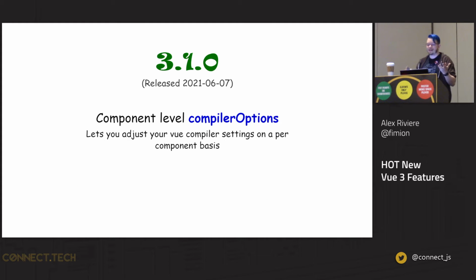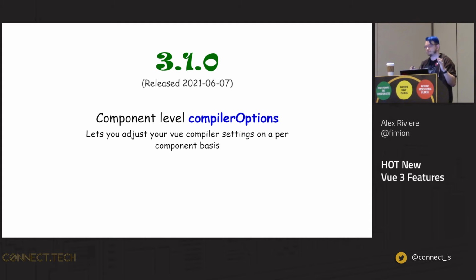The other thing that 3.1 introduced was component level compiler options. So if you are using a build for Vue and you have a Vue component and you're like, all of my other Vue components are going to be compiled this way, but this one, I need to tweak the compiler options for this component specifically. You now have the ability to do so.